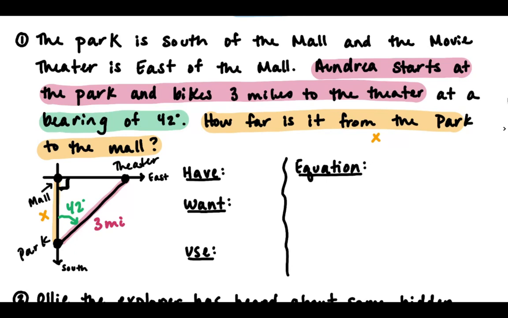Okay, so we've got our diagram labeled. Now we're just in lesson 6.2 territory. We just have to solve for that missing side. So we want to know which side do we have. Our have is the 3 miles, and that is the hypotenuse of the triangle. Which side do we want? That's x. That's our adjacent side for 42.